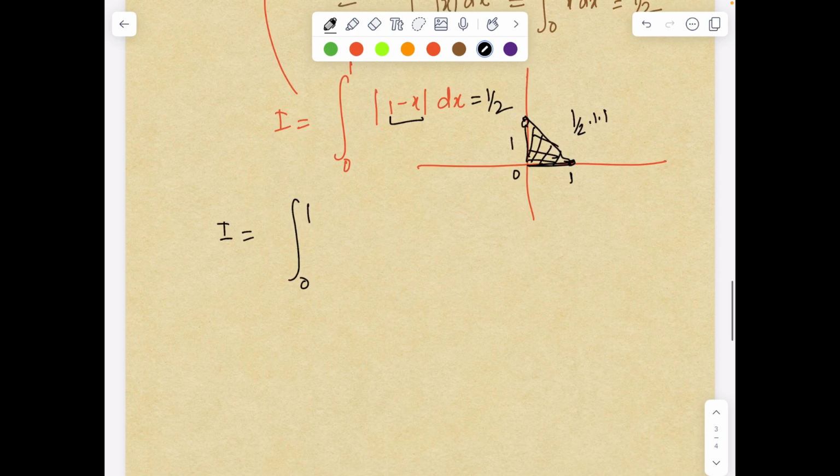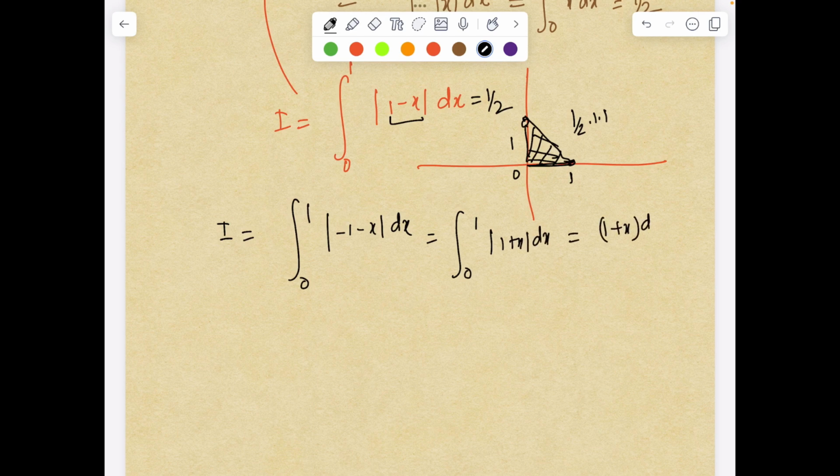Right, minus 1 minus x dx. So it is the same as integration 0 to 1, 1 plus x dx, because in this interval it will open as positive. So we have 1 plus half, which is 3 by 2. Right? So this is a way of doing this.